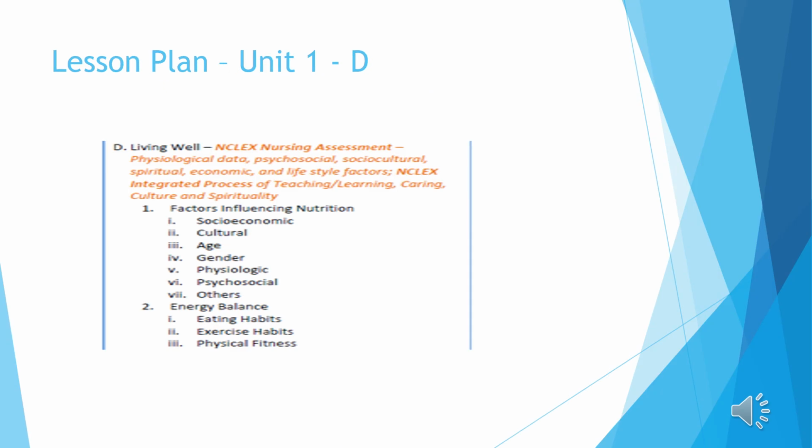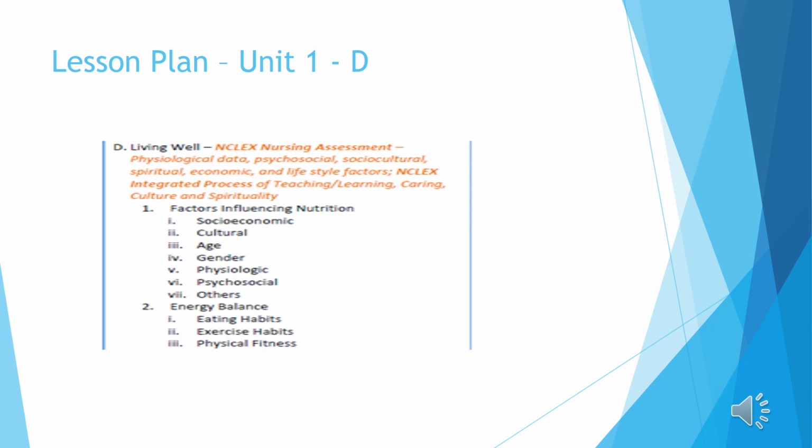As we conclude the lesson plan, we notice that D is living well. So we're looking at factors that influence nutrition, factors like socioeconomic factors, culture, age, gender, etc. We're going to look at energy balance. How does energy balance with eating and exercise and physical fitness?